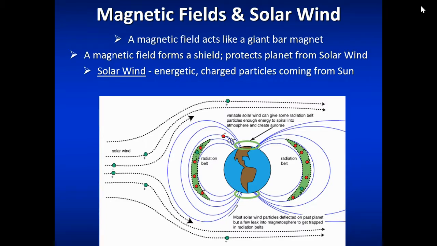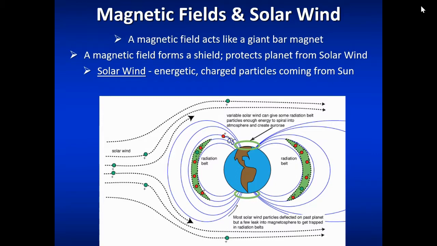So it acts like a giant bar magnet. And the magnetic field actually shields us from charged particles streaming from the sun. These charged particles are called a solar wind. As the sun produces energy via nuclear fusion, it's converting mass to energy. It streams out energy in all wavelengths and blows it out into all directions in space. It also blows out charged particles. When the charged particles hit this magnetic field, they actually get deflected around it, and so we are spared from a lot of the dose of charged particles from the sun.